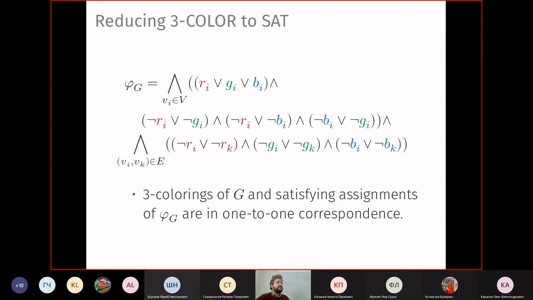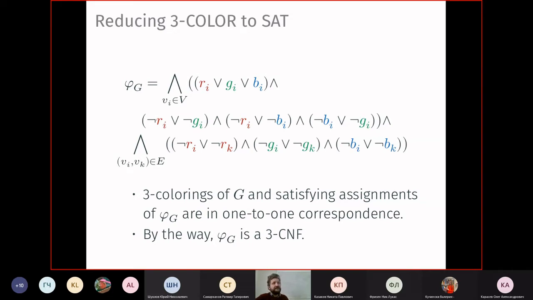So for each vertex you see whether Ri or Gi or Bi is true, and this formula guarantees that exactly one of these is going to be true, and this will be the correct color for the vertex. By the way, it's just a 3-CNF. Well, it's just by accident, but it's nice.